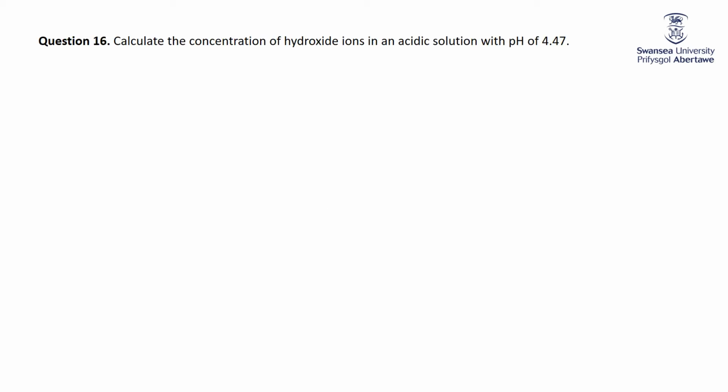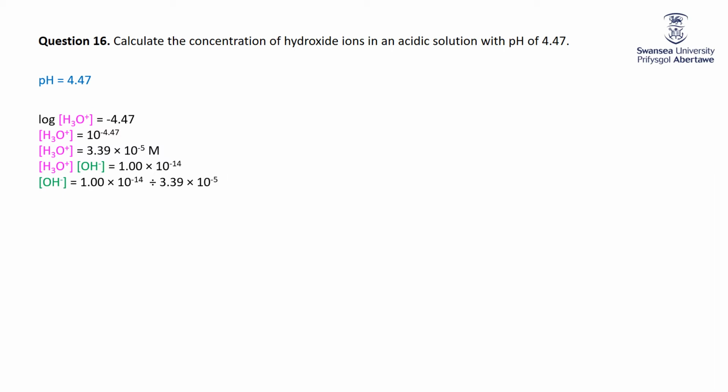So concentration of hydroxide ions in an acidic solution with a pH 4.47, where you say it's an acidic solution, it's not going to have any hydroxide ions. No, every aqueous solution has H+ ions and hydroxide ions. pH 4.47, so the log of H3O+ is minus 4.47. So the H3O+ concentration is 10 to the minus 4.47, or 3.39 times 10 to the minus 5 molar. We know that at 25 degrees Celsius, the H3O+ times the OH- equals Kw, so 1 times 10 to the minus 14. Plug that in and you could solve it.